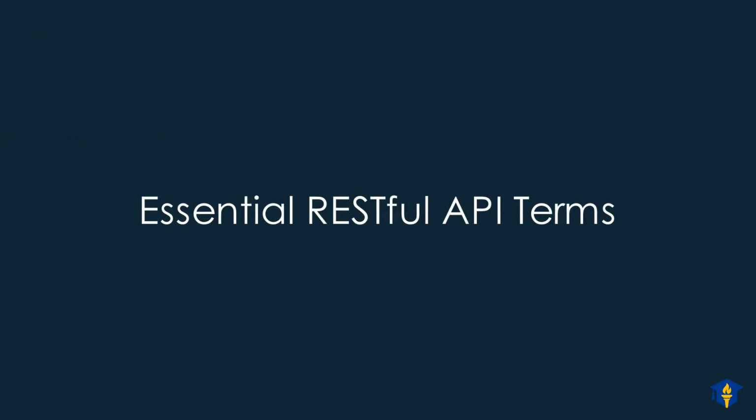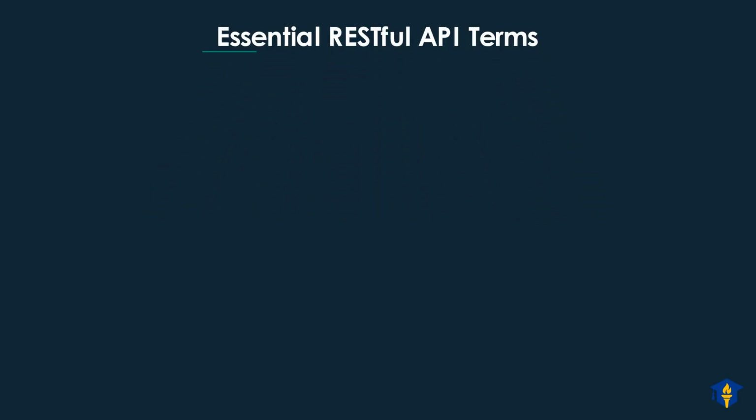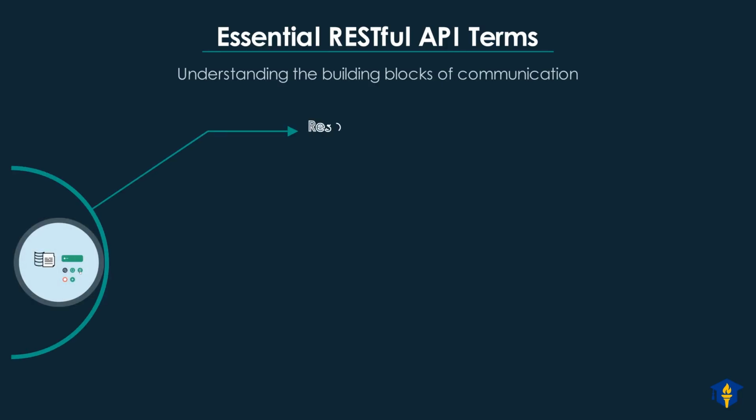Let's now explore the essential terms you will encounter when working with RESTful APIs. These terms are the fundamental building blocks for understanding and communicating effectively within RESTful systems. First, we have the concept of a resource, which is central to RESTful design. A resource simply represents any entity or object within your system, like a user or a product.